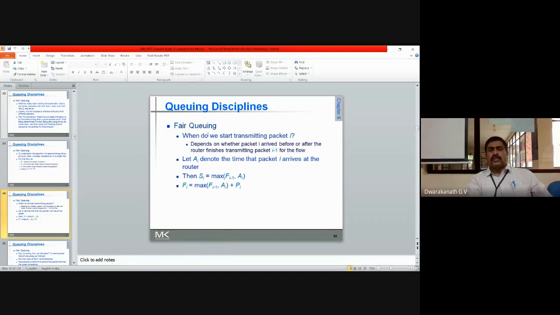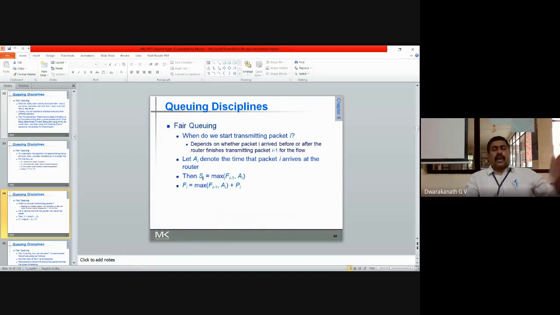Now assume when we start transmitting packet i depends on whether packet i arrived before or after the router finishes transmitting packet i minus 1 for the flow. That means before, the flow has been completed, then it will come to i. We know that flow wise it will come. Let Ai denote the time that packet i arrives at the router. Then Si is equal to the maximum of Fi minus 1, that is the finish time of the previous packet, and Ai, the arrival time, which will become the start time.